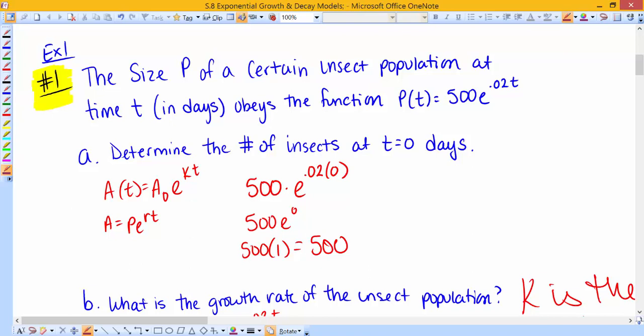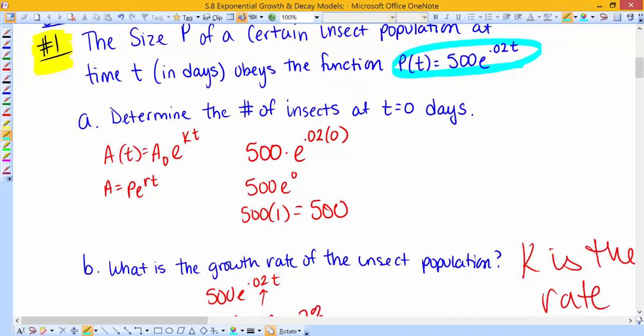So we have the size of an insect population that is given to us by an equation already. So that's nice. We don't have to come up with the equation. So determine the number of insects at day 0. So for t, we're just going to plug in 0, and 0.02 times 0 is 0. E to the 0 is 1. Anything to the 0 power is 1. So I just get 500.